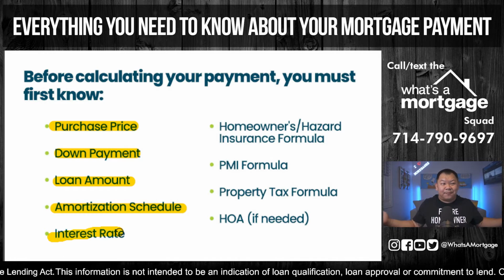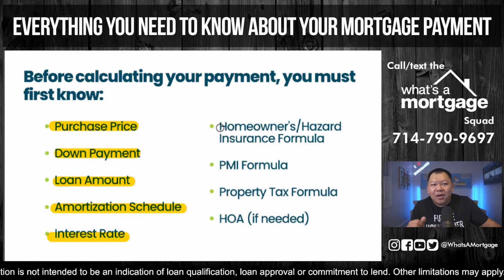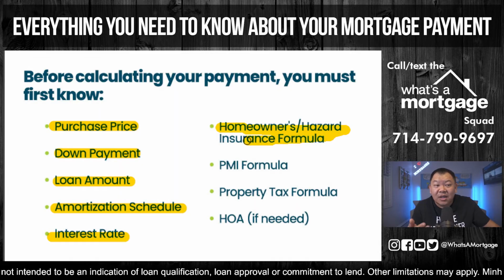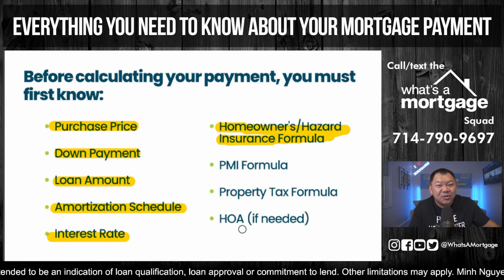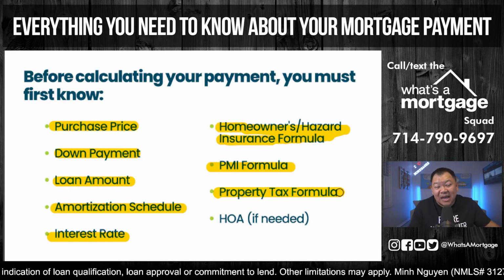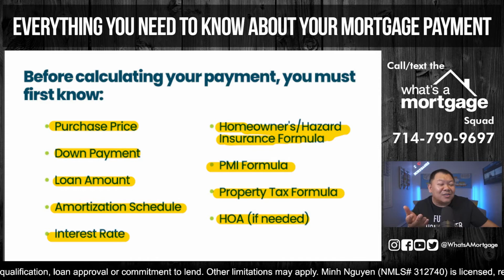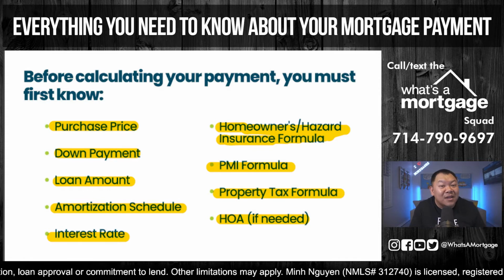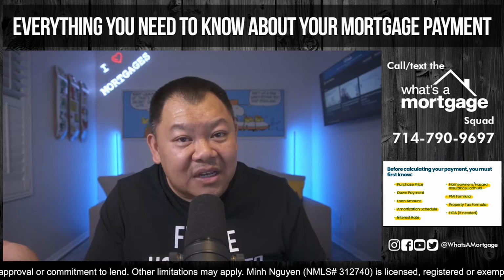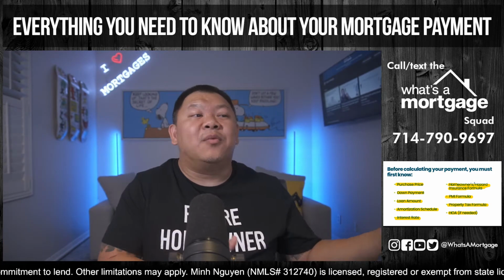You got to know the interest rate. Tonight, we're going to tell you where to find interest rates without talking to a lender. Sometimes you want to calculate the payment without it being sold. You want to know the homeowner's insurance and hazard insurance formula that underwriters are using to calculate your payment. You got to know the PMI formula, the property tax formula. And of course, you got that HOA. What is the payment? That's the only factor that doesn't have a formula because every HOA is going to be different. There's no actual percentage. But make sure you know all these items when you're trying to come up with your mortgage payment.